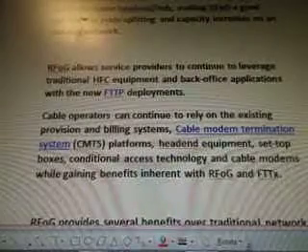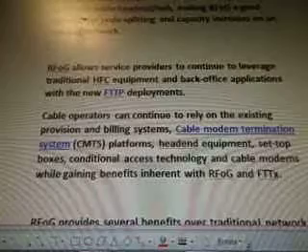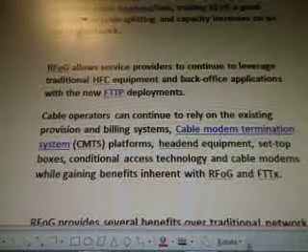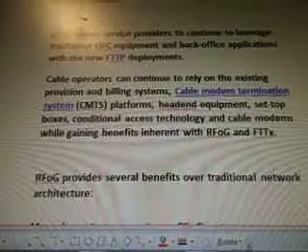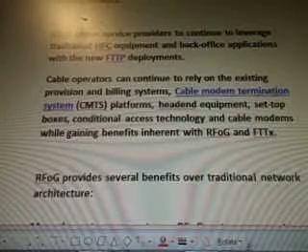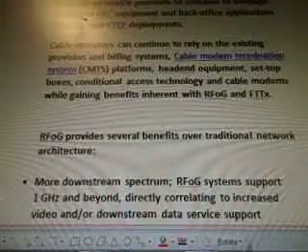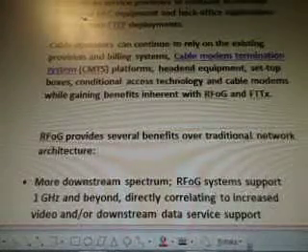RFOG allows service providers to continue to leverage traditional HFC equipment and back-office applications with the new FTTP deployments. Cable operators can continue to rely on the existing provisioning and billing systems, cable modem termination system platforms, head-end equipment, set-top boxes, conditional access technology, and cable modems while gaining benefits inherent with RFOG and FTTX. RFOG provides several benefits over traditional network architecture.